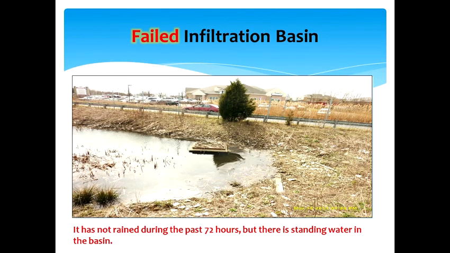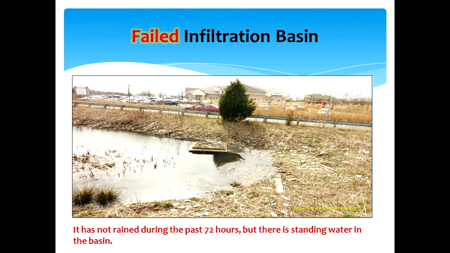This is an infiltration basin that became a permanent impoundment. It has not rained during the past 72 hours, therefore that basin should be dry. However, this photo was taken during winter time. It may be necessary to recheck at a later time if the ground is frozen. So neglecting the frozen conditions, how do we fix it?